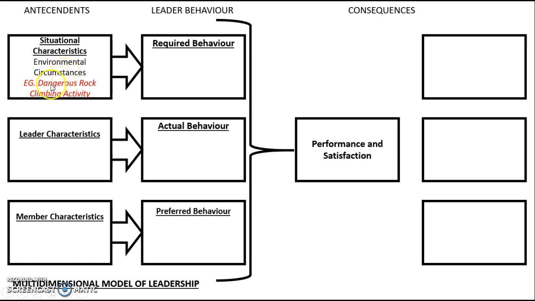So, for example, it could be a dangerous rock climbing activity. Okay, this directly impacts the required behaviour of the leader. And what does this refer to? This refers to the most suitable behaviour. Okay, so for example, because of this dangerous rock climbing activity, an autocratic style might be the best thing to do and focus on. Okay, so that's your first link.